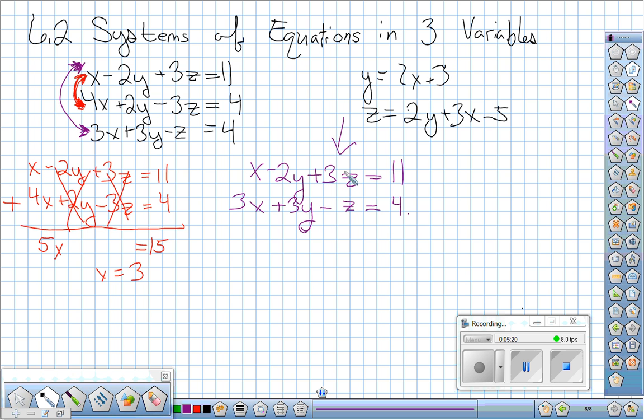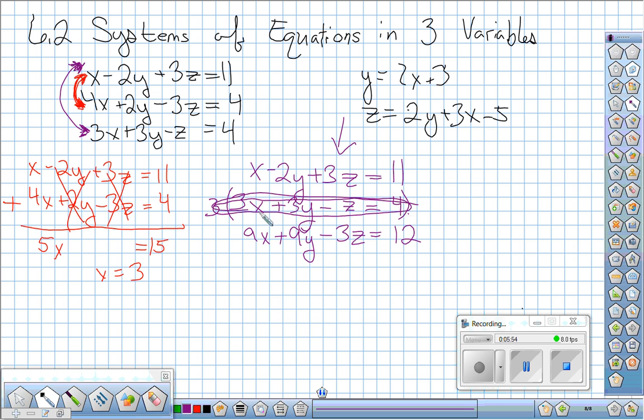I like to write some sort of little note to make sure that I know what I'm getting rid of. In order to get rid of this, the bottom equation is going to need a positive 3. Since it's already subtraction, I don't have to do a subtraction sign. Then I'm going to rewrite this equation after I multiply, and I will have 9x plus 9y minus 3z equals 12. Do not forget to multiply both sides of the equal sign.